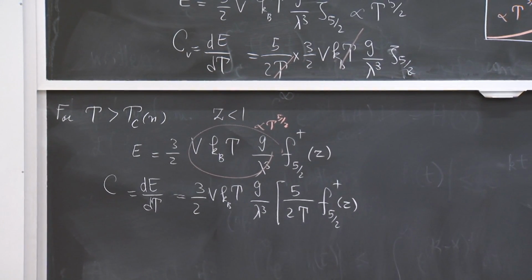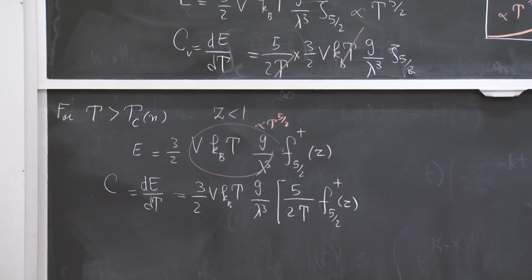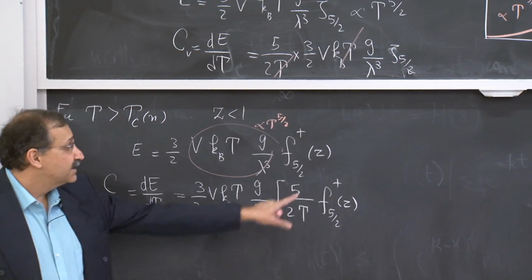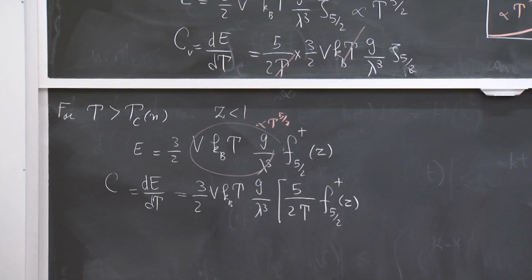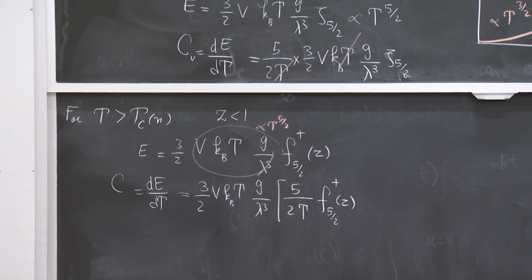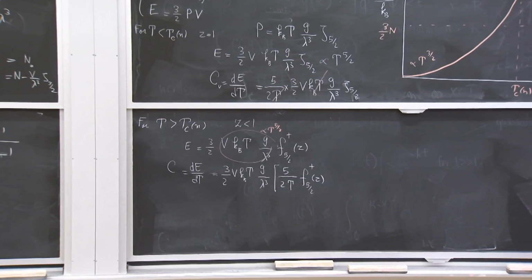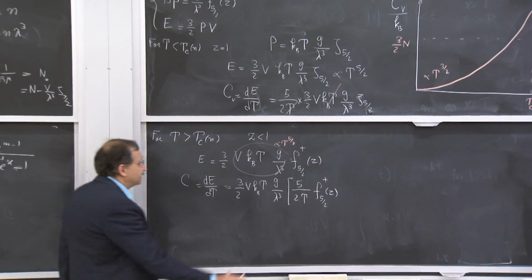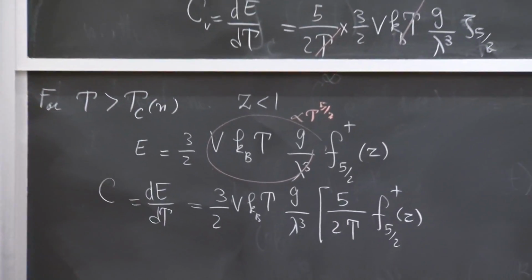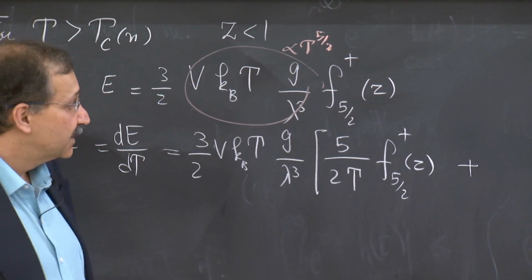But you say that's the wrong way of doing things, because in addition to this combination out front being explicitly proportional to T to the 5/2 power, this factor z here is implicitly a function of temperature, because it is related to density through that formula N equals g over lambda cubed f 5/2 plus of z. So you should not forget to take the derivative of what is over here with respect to T. Okay? So what do I get when I take a derivative of this with respect to T?